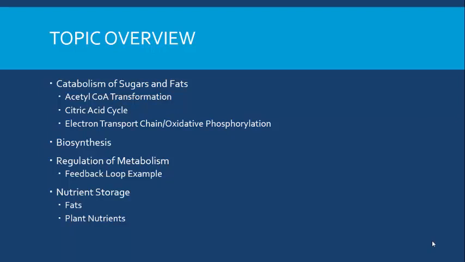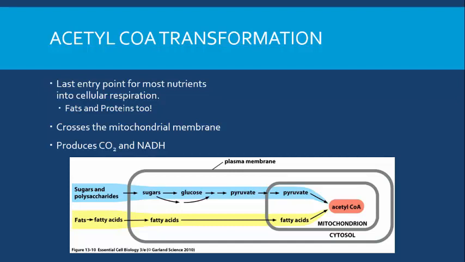Now that we've talked about glycolysis, we can move on to the citric acid cycle, biosynthesis, and the regulation of metabolism and nutrient storage. Like with glycolysis, I want you to memorize the structures of the intermediates of the acetyl-CoA transformation, the citric acid cycle, and the names of the enzymes. The second process that we're going to talk about in this chapter is the citric acid cycle.